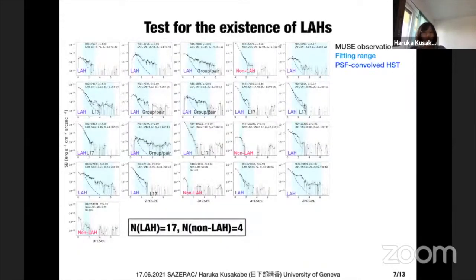Those panels show the Lyman alpha surface brightness profiles and the result of the halo test for individual galaxies. All of the 6 Lyman alpha halos included in Leclercq et al. were confirmed to be significantly extended. For the 15 new sources, 11 halos were confirmed. So in short, we obtained 17 Lyman alpha halos and 4 non-Lyman alpha halos. As you can see here, some of the new Lyman alpha halos show various profiles, including Lyman alpha absorption at the center and complicated bumps on surface brightness profiles.